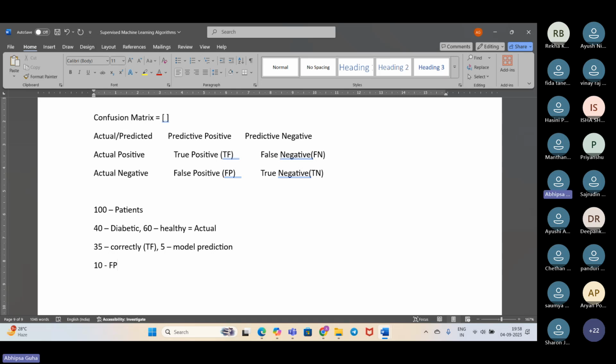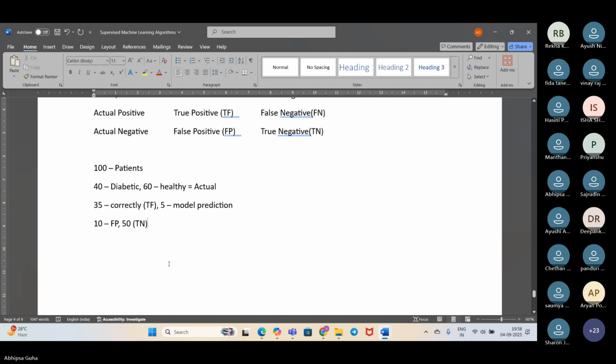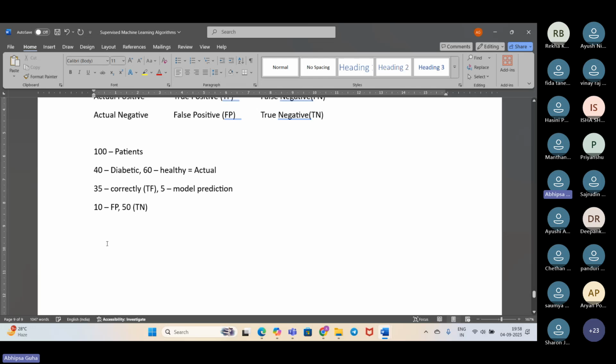Then next 50 people we have taken because there are 60 people healthy. So the next 50 people would be negative, like true negative, right? We will just subtract, and we'll get the data, right? Understood, guys? What I told?